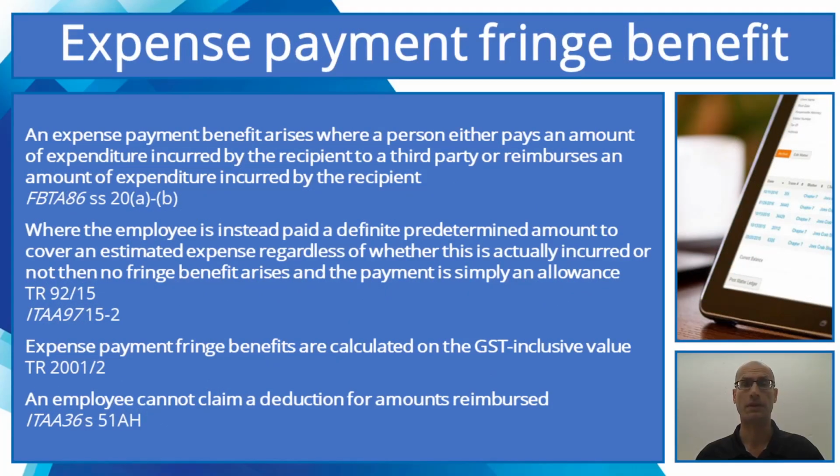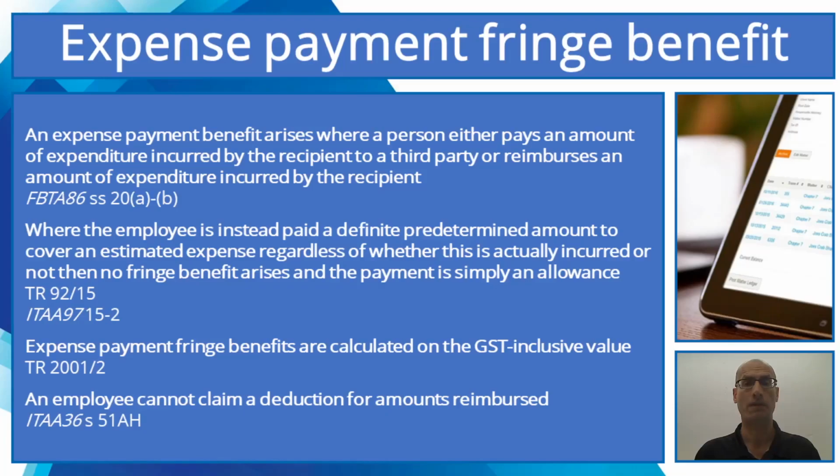Another category of fringe benefit are expense payments. That is where there is a particular expense that the employee or associate of the employee had or is about to incur, and the employer or an associate of the employer instead pays that amount. That is an expense payment fringe benefit. And note that this is quite different and distinct from the payment of an allowance.